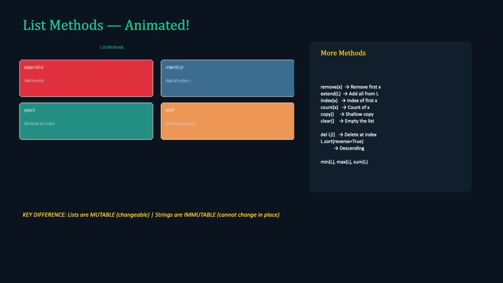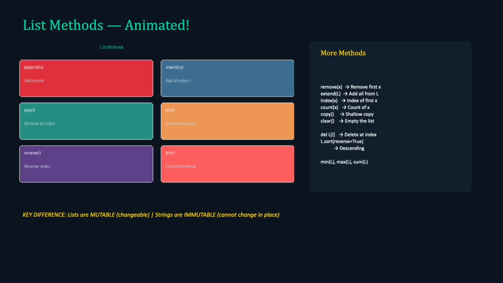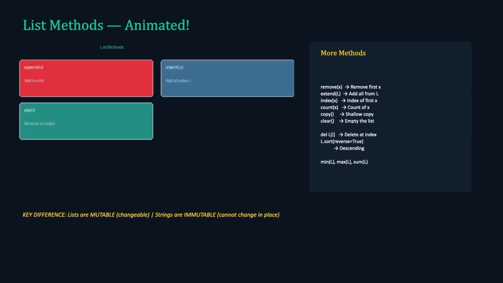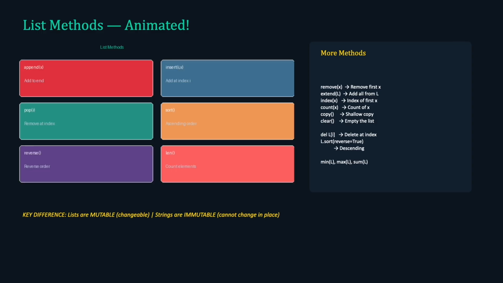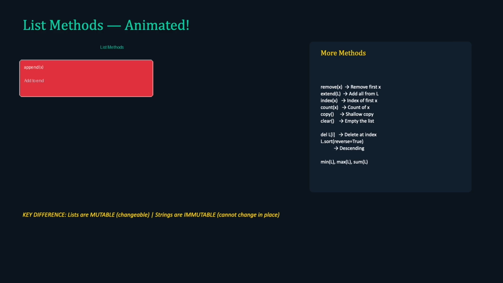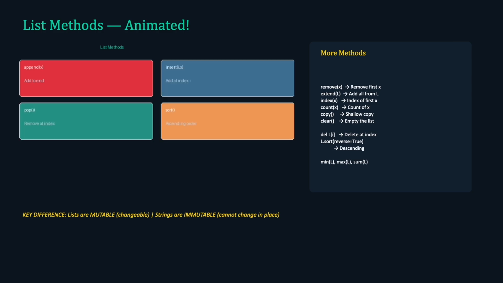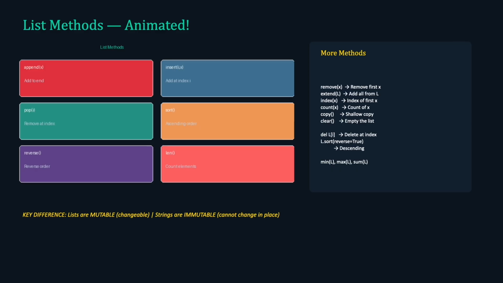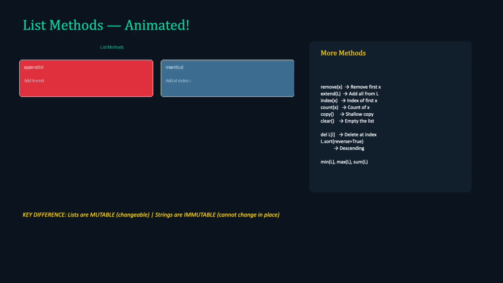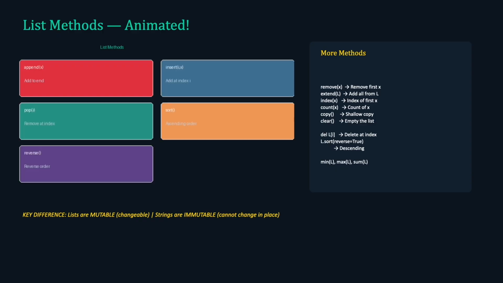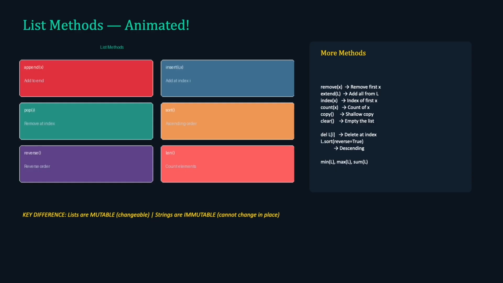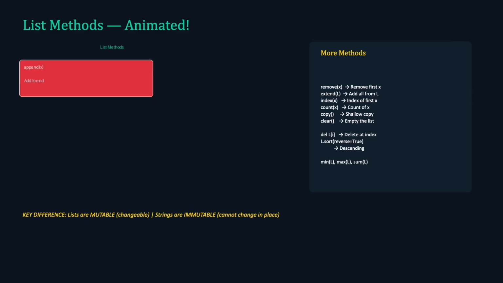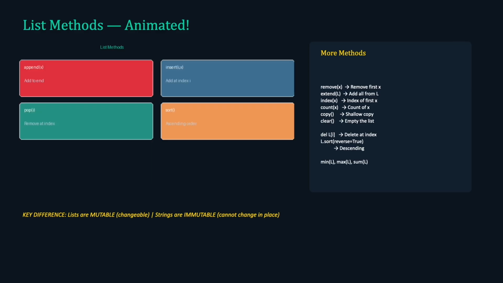Watch the methods build. Append adds to the end. Insert adds at a specific index. Pop removes and returns an item at an index. Sort arranges in ascending order. Reverse flips the order. Len counts elements. More: remove deletes by value. Extend adds all elements from another list. Index finds position. Count counts occurrences. Copy makes a shallow copy.